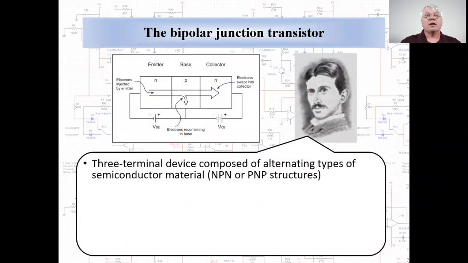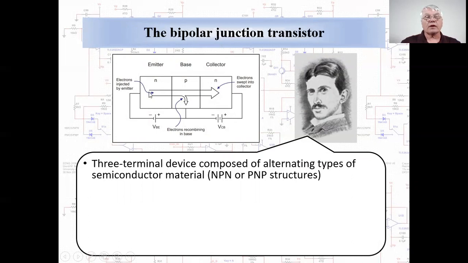A BJT has three terminals and two junctions. The designations NPN and PNP tell the arrangement of the device: emitter type, base type, and collector type. The base emitter junction is forward biased. Note the polarity of the base emitter voltage VBE. And the base collector junction is reverse biased. Notice the polarity of collector base voltage VCB.